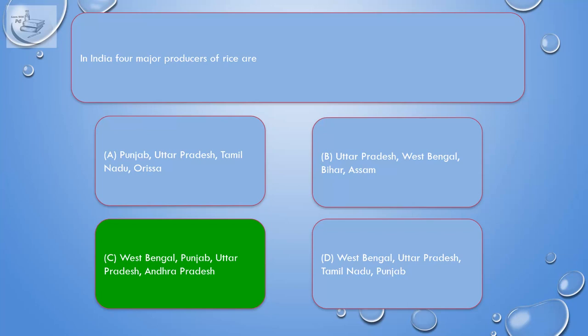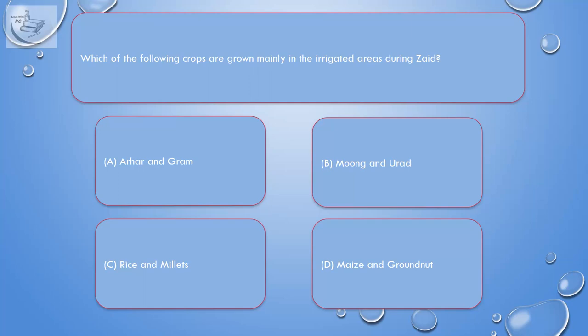Question: which of the following crops are grown mainly in the irrigated areas during Zaid? A. Arhar and Gram. B. Moong and Urad. C. Rice and Millets. D. Maize and Groundnut. Correct answer is B. Moong and Urad.